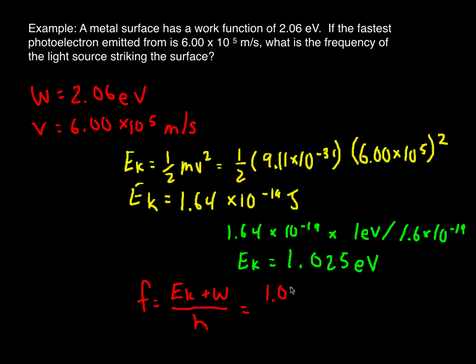This gives us 1.025 plus 2.06, which is Ek plus W, divided by Planck's constant for electron volts, 4.14 times 10 to the minus 15, which gives us 7.45 times 10 to the 14 hertz.